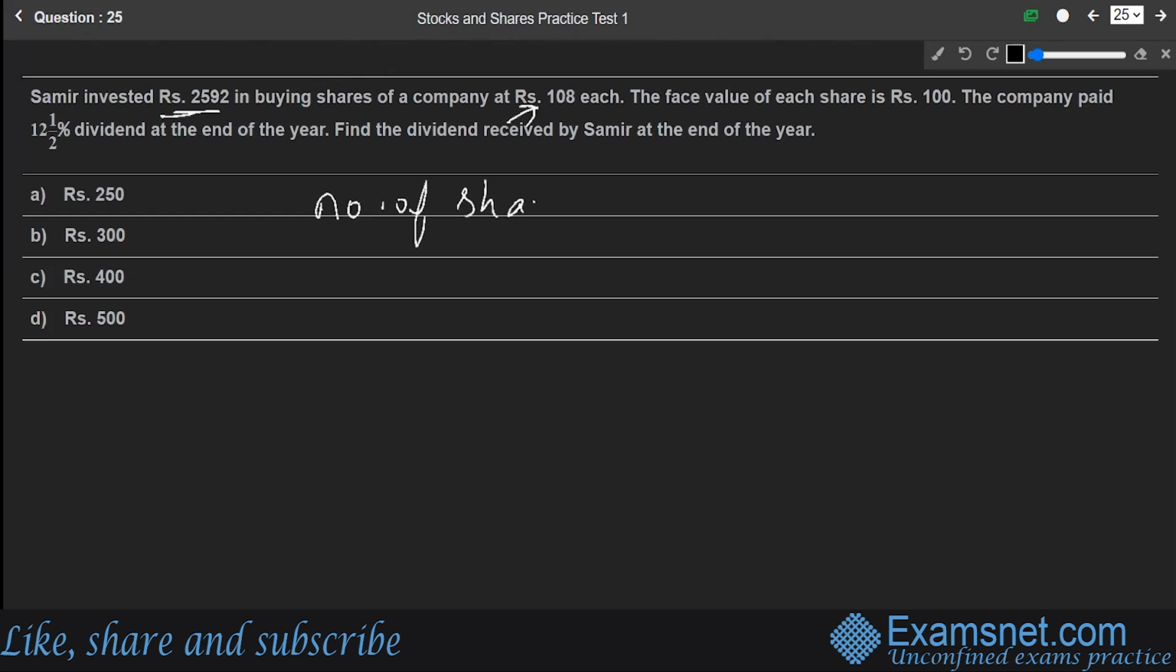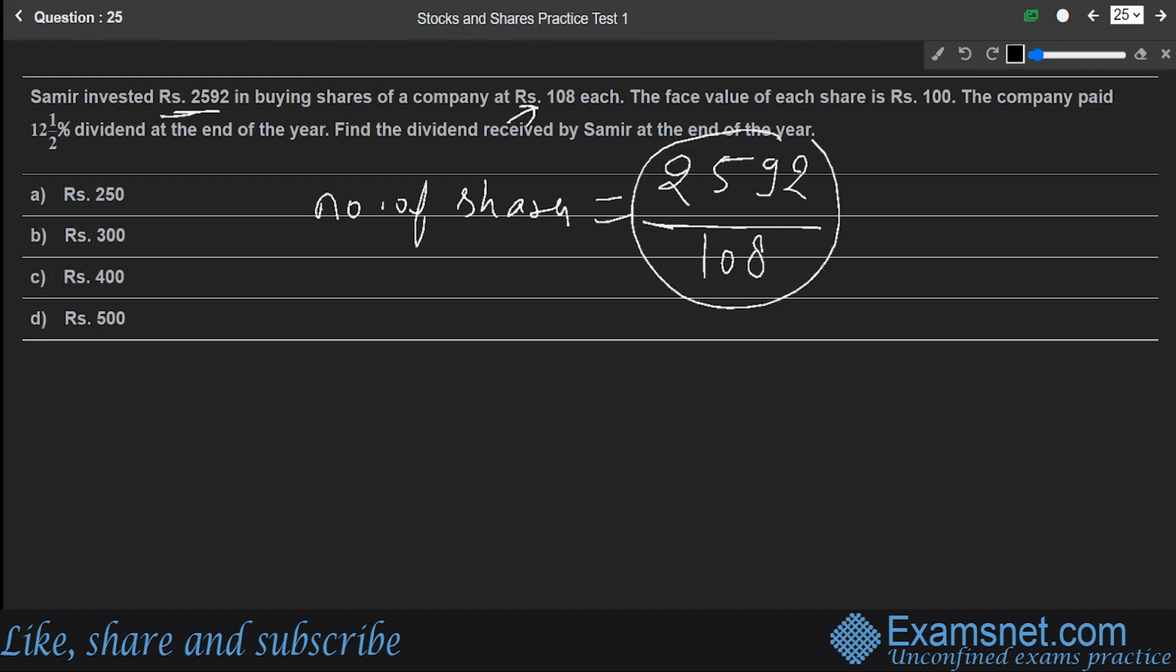Number of shares are nothing but the total investment. Total investment is how much? 2592 rupees, and each share was costing 108. So this division will actually give us the total number of shares bought. So let us keep it like this only. Let us not divide because the question goes further up. That will speed up our calculation.